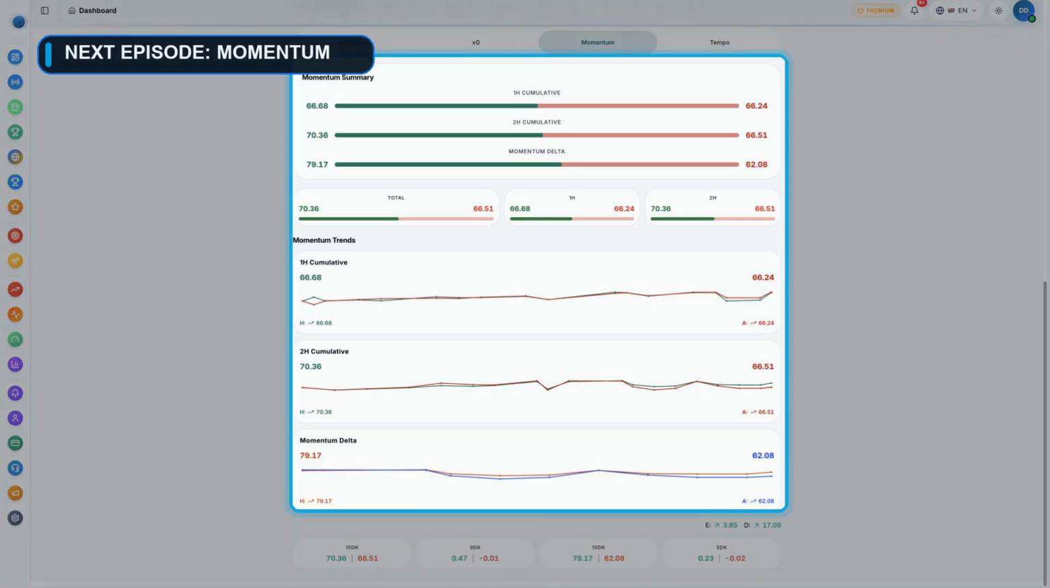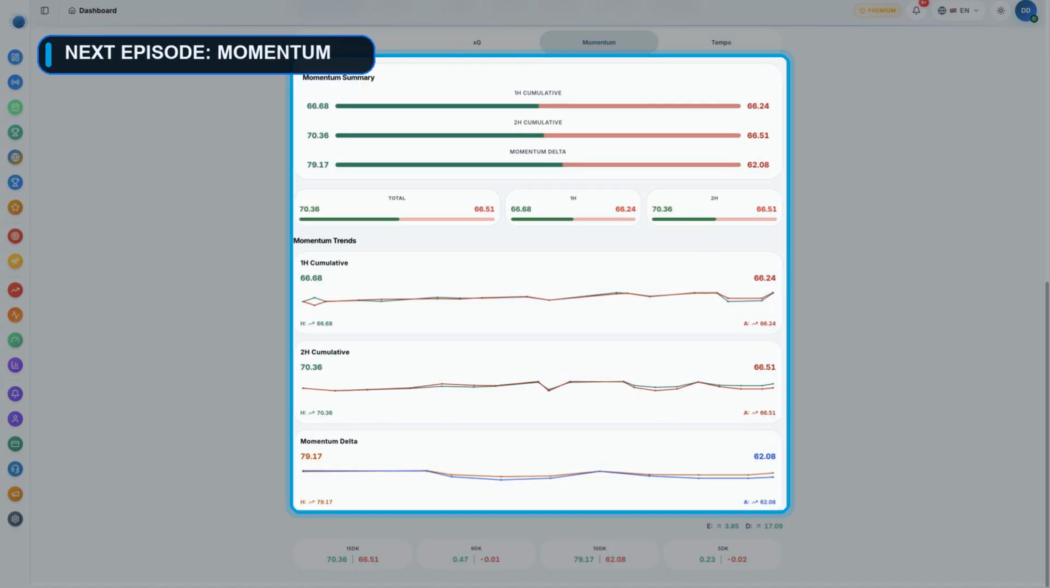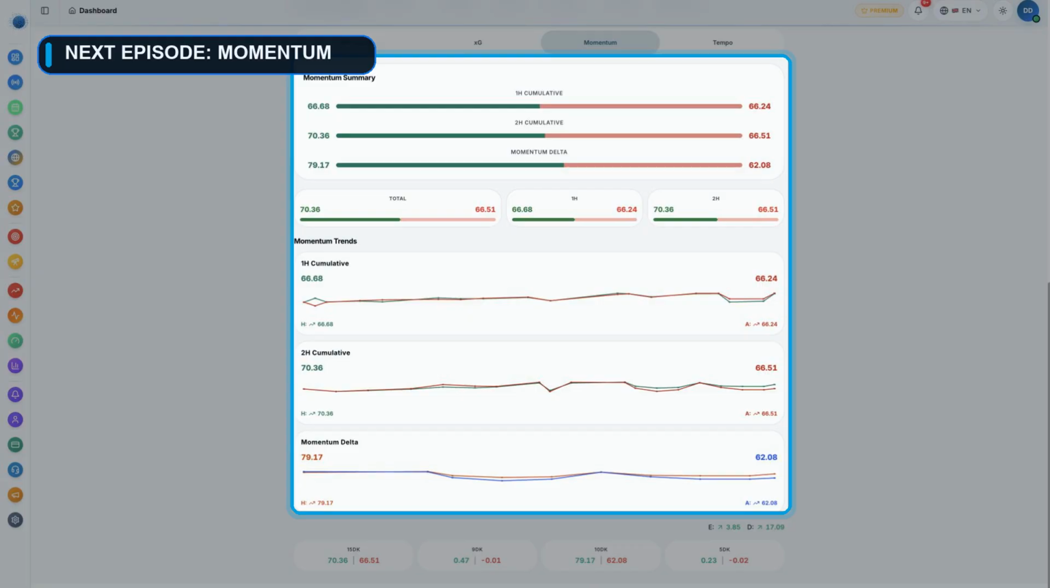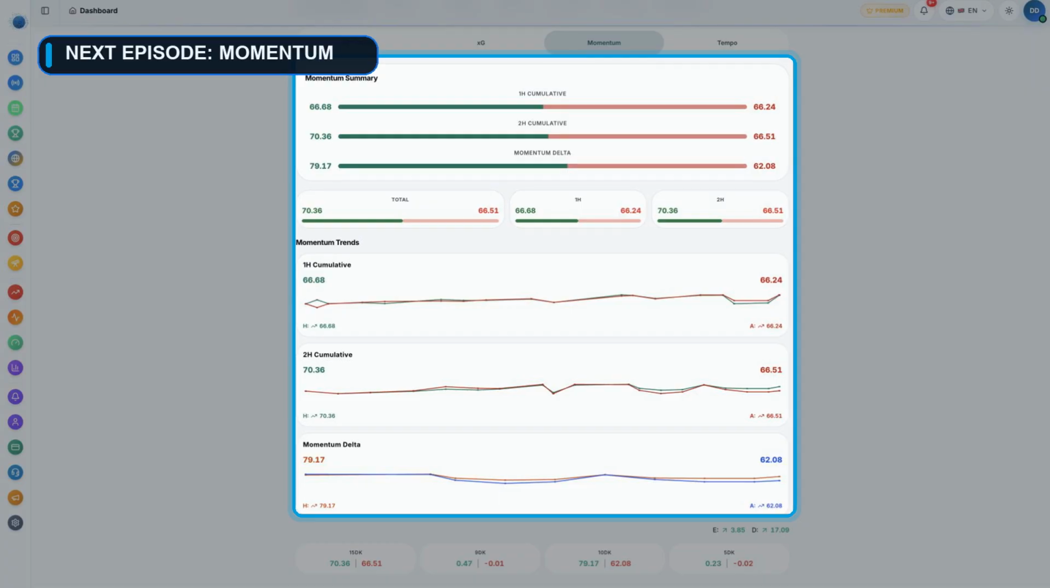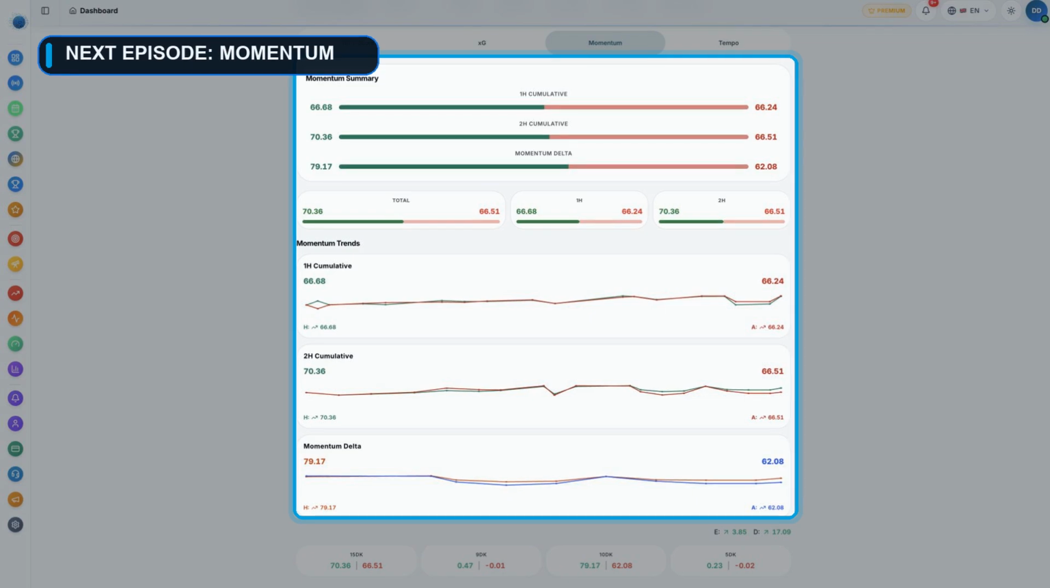In short, XG shows chance quality, momentum shows pressure and acceleration, and tempo shows event intensity. On the MFT screen, we read both side scores, the differential label, reliability, and the trend. None guarantees a score, goal, or win alone. Read the time window, side difference, trend, and score together. Next, we will open momentum and read the total, half-by-half values, delta, and recent time windows one by one.